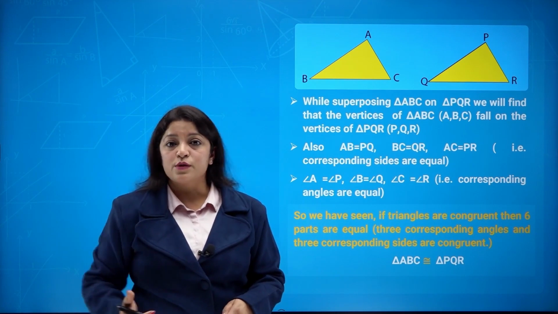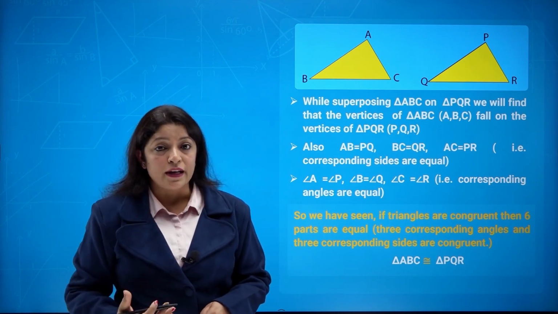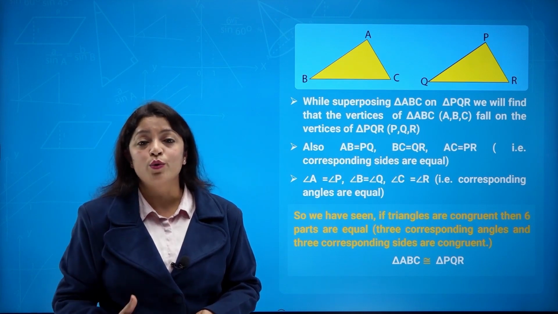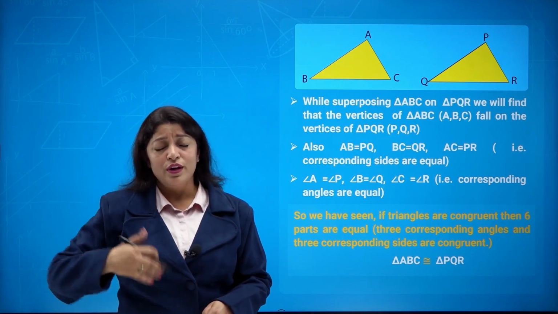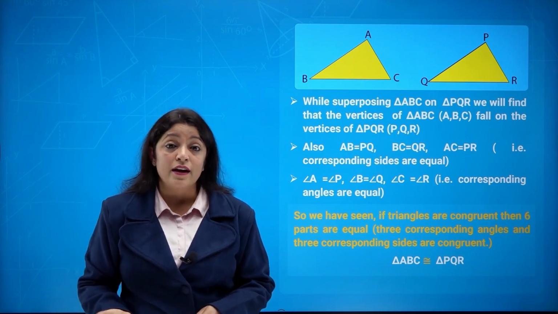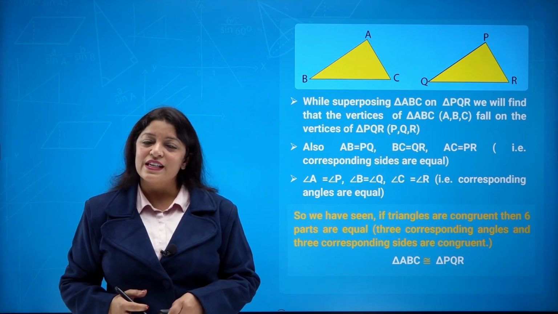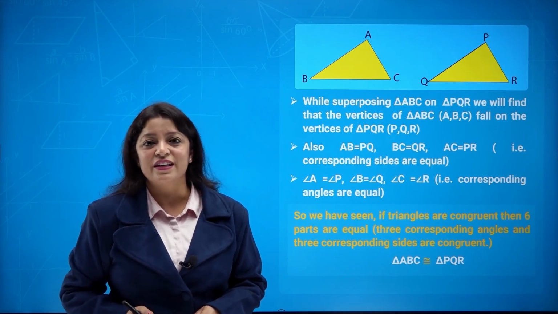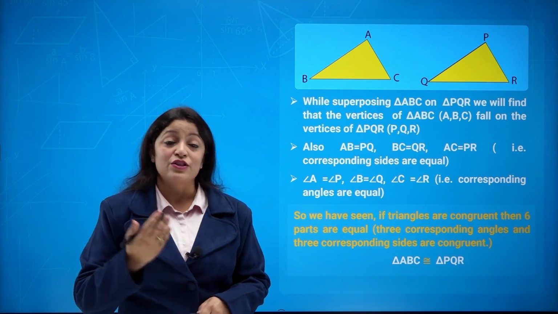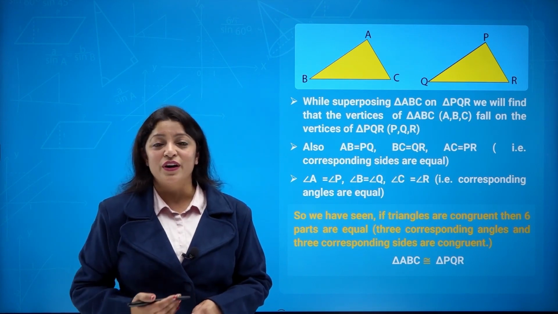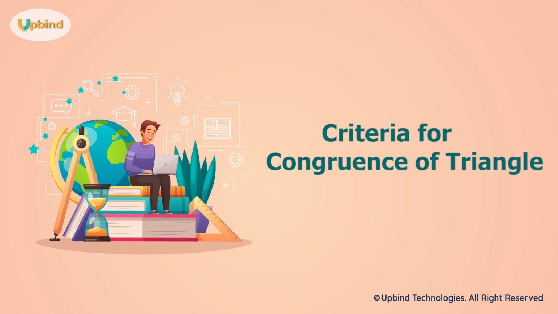Now out of these 6 parts we need to choose 3 parts to find whether the triangles are congruent or not. Is it that any side given to you equal to any other side, or any angle equal to any other angle? Will the triangles be congruent in these cases or not? Let us study it in more detail. But from this we can see that triangle ABC and triangle PQR are congruent to each other. Let's proceed further.